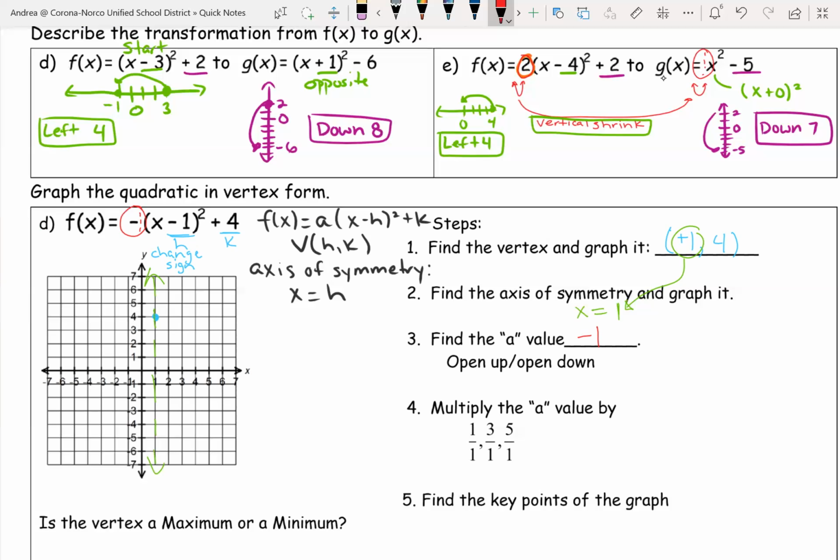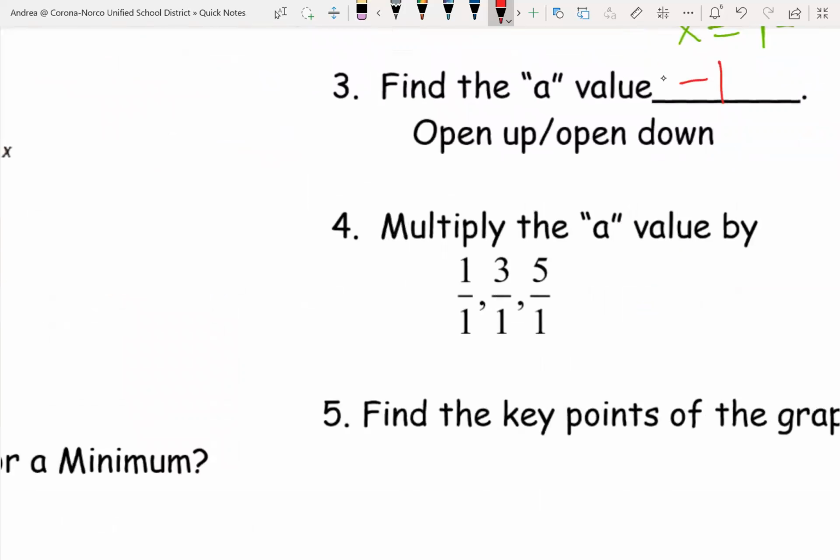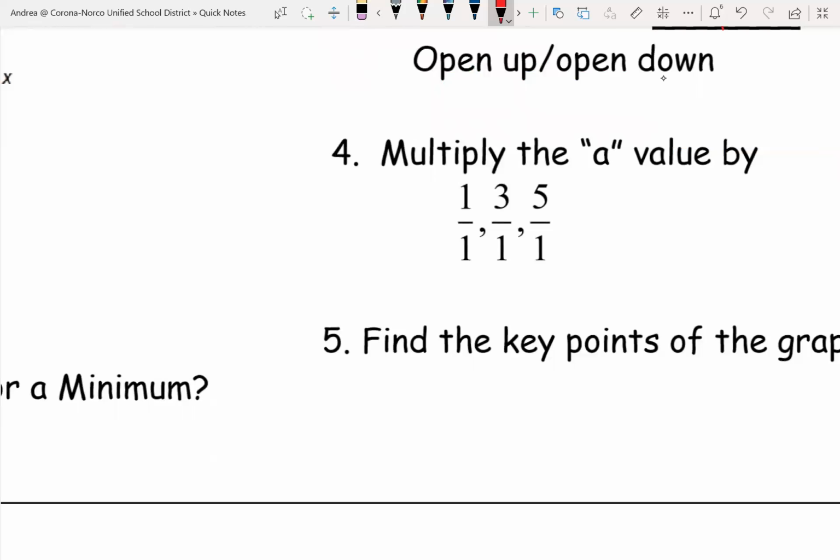It's going to be a patterned rate of change. So like 1, 3, 5. That's our pattern rate of change. Parabolas rise at a rate of 1, 3, 5, 7, 9. It keeps going forever, like that pattern. The A value will affect how that pattern goes. So you're going to multiply the A value by 1, 3, 5. So our pattern is going to be A over 1, then 3 times A over 1, then 5 times A over 1.